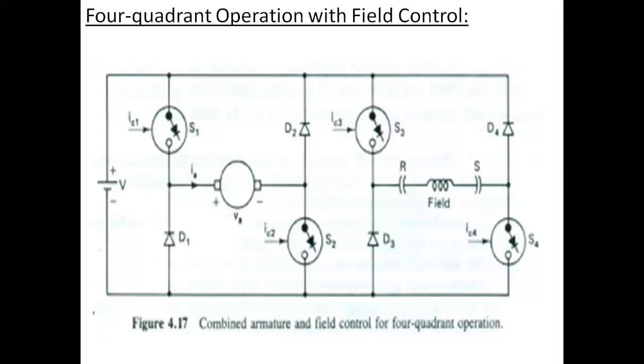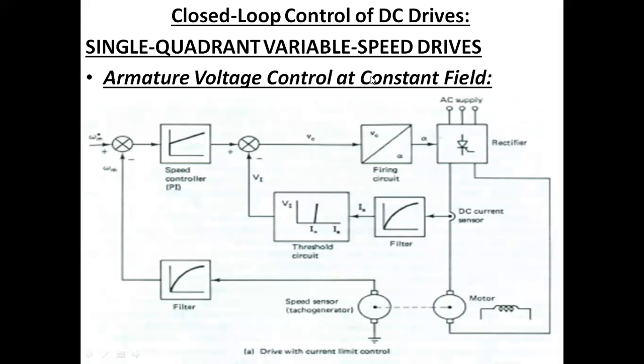Okay, because this field chopper has very low current ratings, it is very less expensive. This is the four quadrant operation with field control. Next one is closed loop control of AC drives.